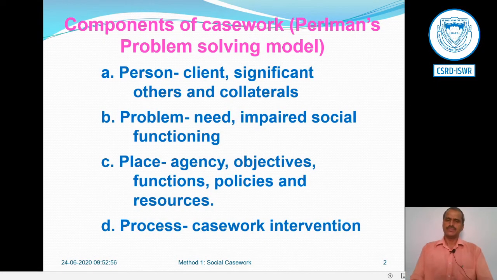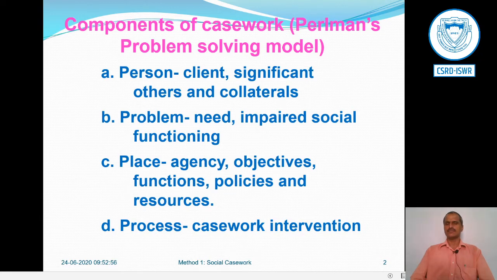So problem is very simple: to understand the needs which the person is trying to meet through his interaction with the society. Problem is trying to understand how the person functions in the society and help him or her to get well adjusted in the society. So that is the problem in social casework. Now coming to the third component, that is place.